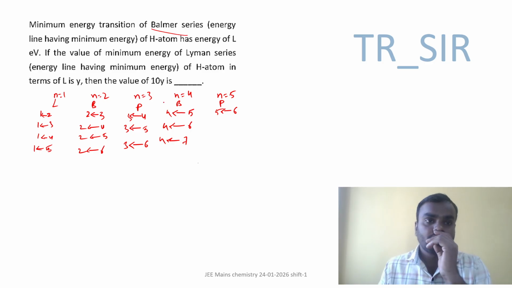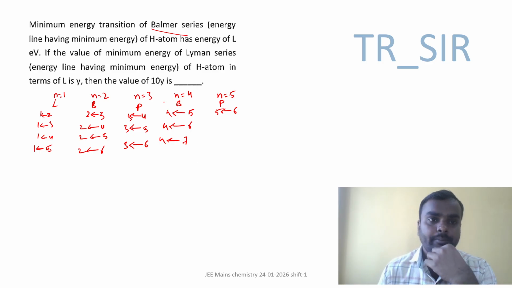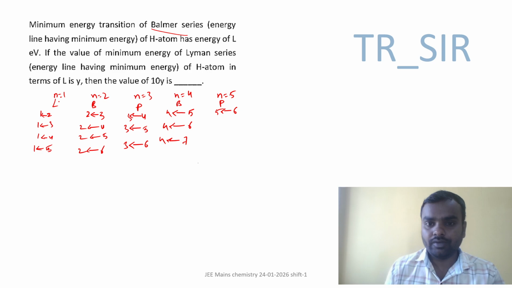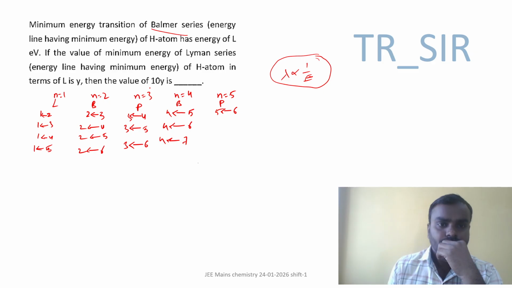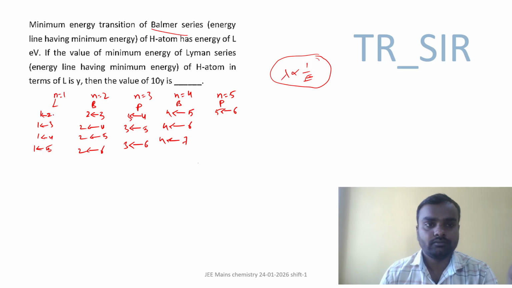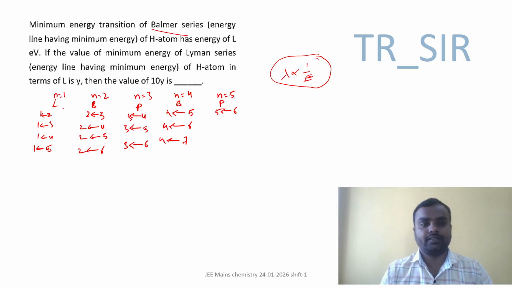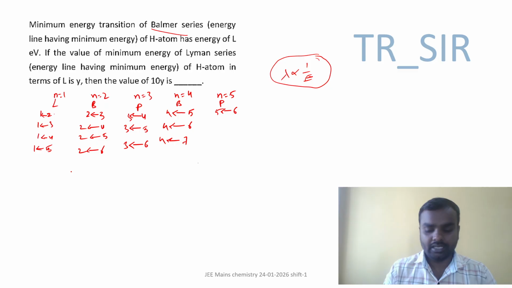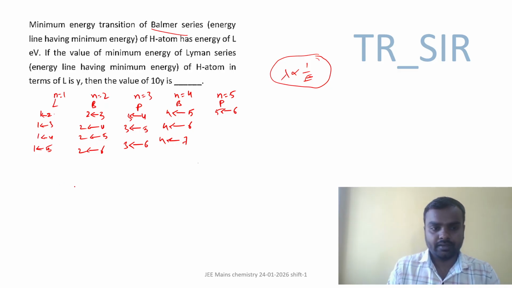They're asking about minimum energy. What does minimum energy mean? Maximum wavelength: energy is proportional to 1 by lambda, so 1 by lambda or 1 by energy is equal to this one. So I need to take the minimum energy. The minimum energy will be at the first line. This first line will have the minimum energy.